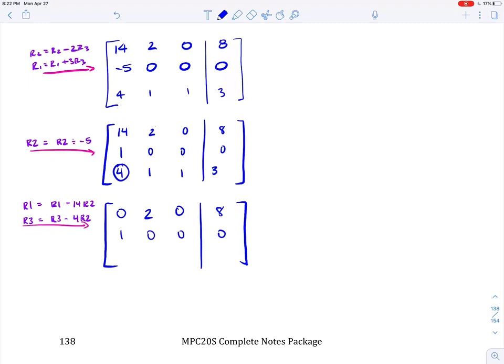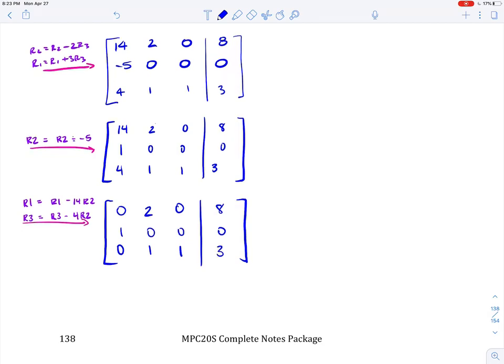In row 3, this is what we're tackling now. We're doing row 3 is equal to row 3 minus 4 of my row 2's. So in my first term, I have 4 minus 4 times 1, which gives me 0. I have 1 minus 4 times 0, which keeps me with 1. I have 1 minus 4 times 0, which keeps me at 1. And I have 3 minus 4 times 0, which keeps me at 3.